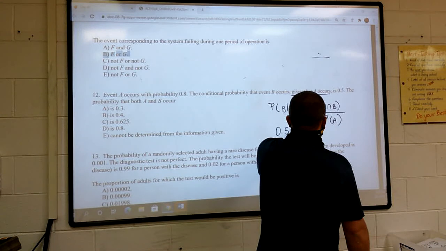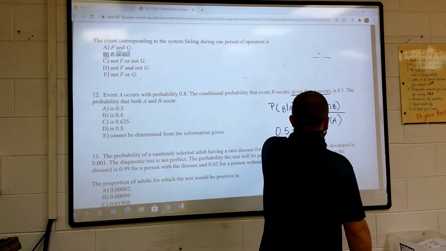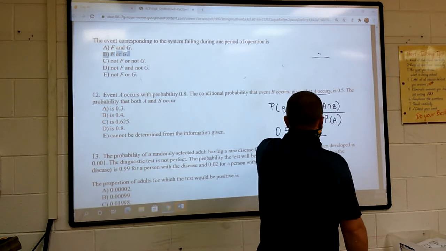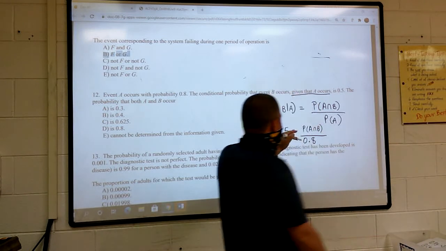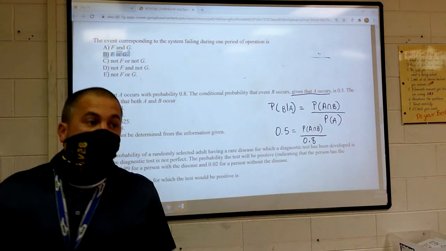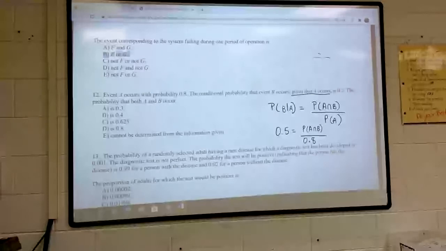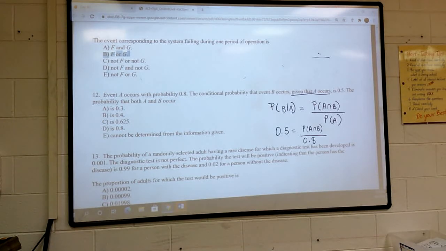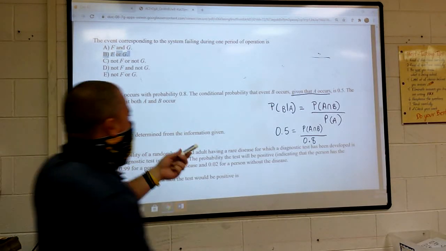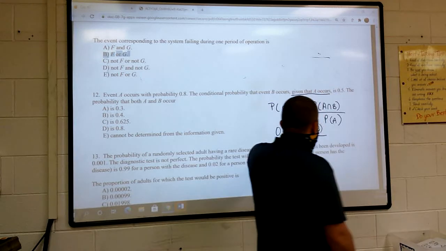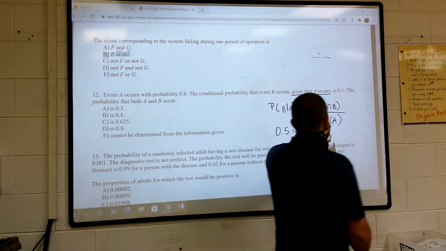What did they tell us in the very beginning? Event A is 0.8. So we know two of the three in the formula. So, to find the probability that both A and B occur, what should we do? Multiply by 0.8. Algebra, yeah. It's like saying x over this equals this. So times 0.8.